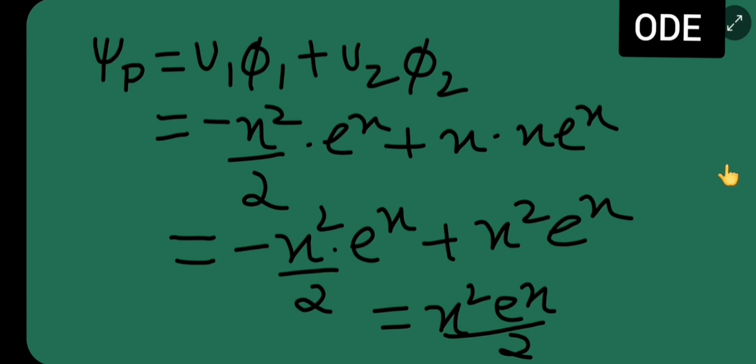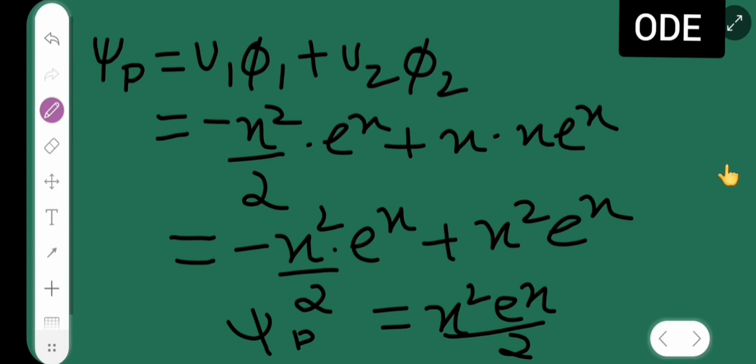This is my phi p. Okay, I'll write it on the next page also, so what I wrote over there is equal to x square e raised to power of x upon 2. Finally I'm going to get this, right?